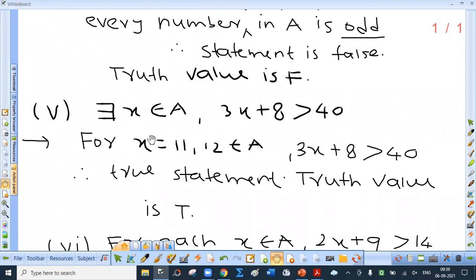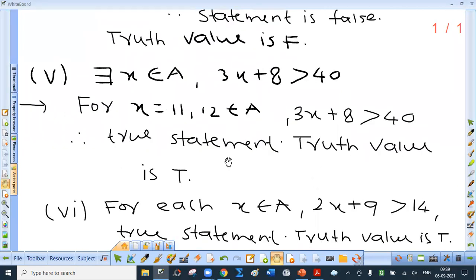Fifth one, there exists at least one x belonging to A such that 3x plus 8 is greater than 40. You can cite one example only. But here you will notice that for x equal to 11 and 12 also, 3x plus 8 is greater than 40. So the statement is true. Truth value is T.